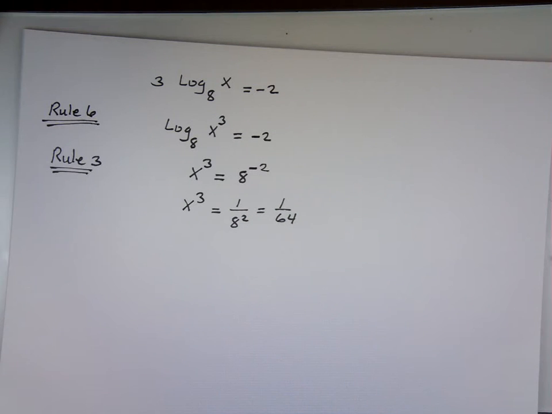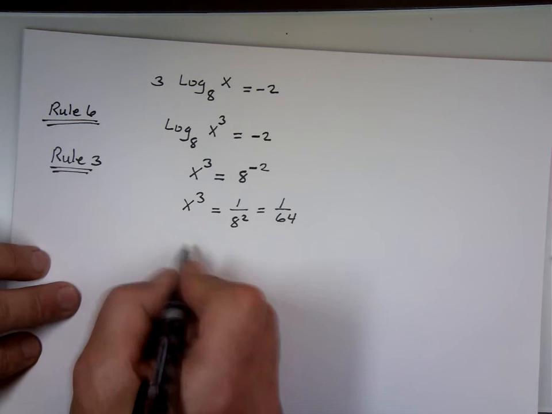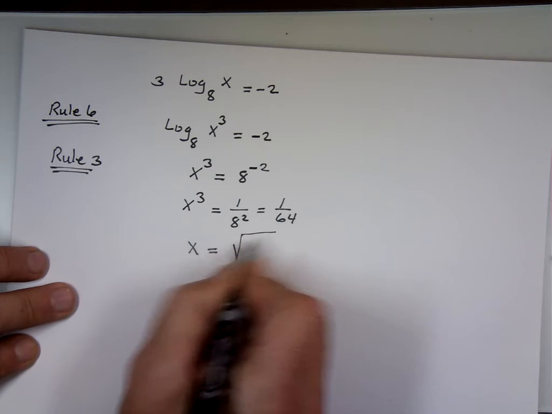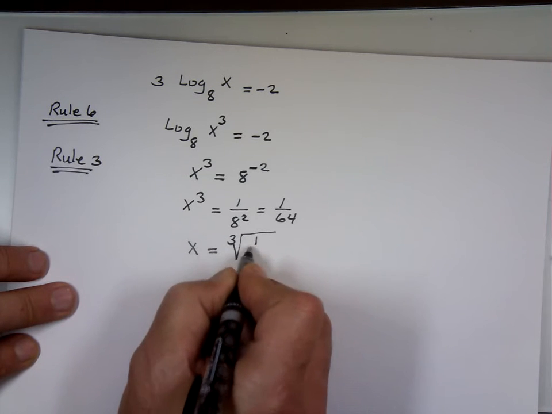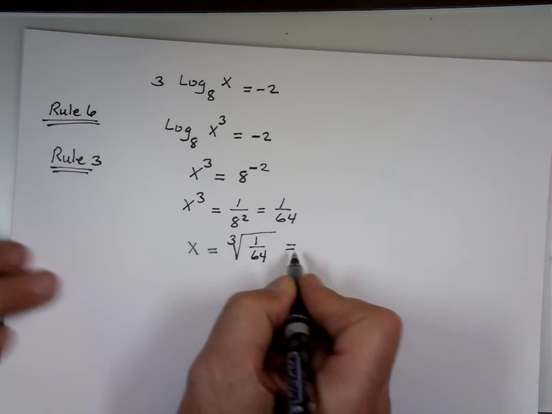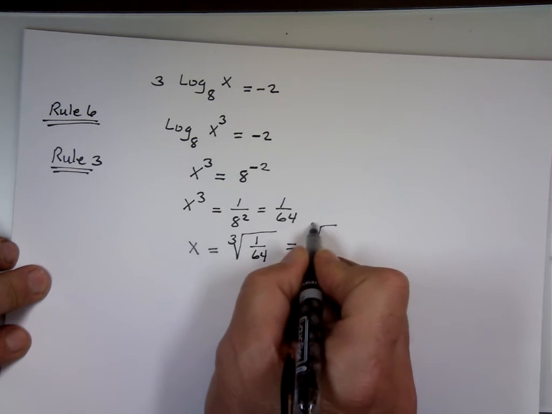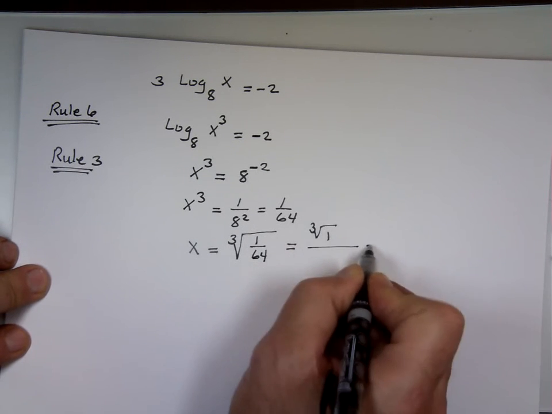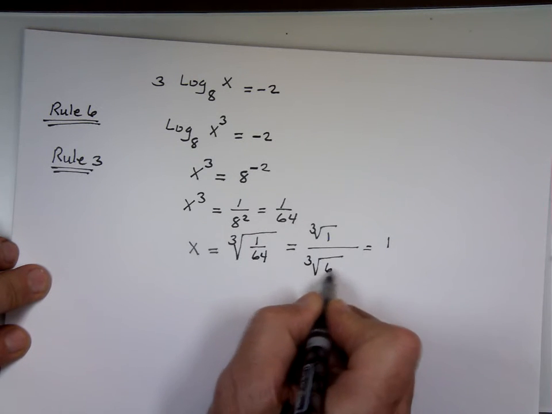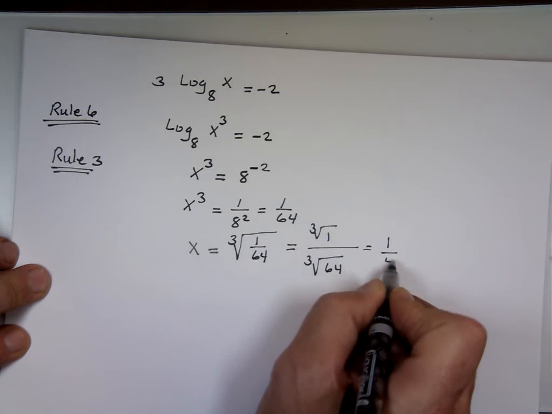So how do you get x instead of a cube? It's the cube root of 1 over 64. What is the cube root of 1? And what's the cube root of 64? So x is 1/4.